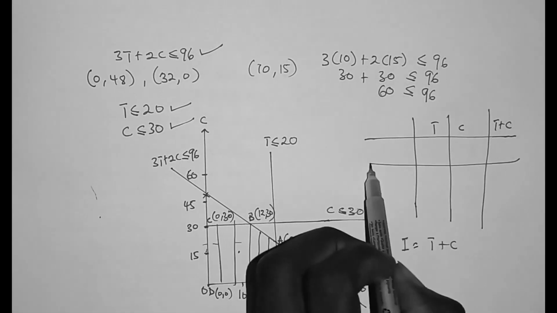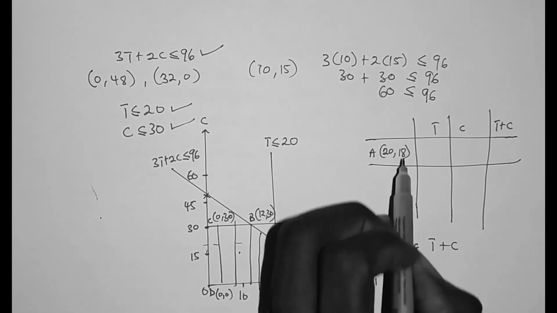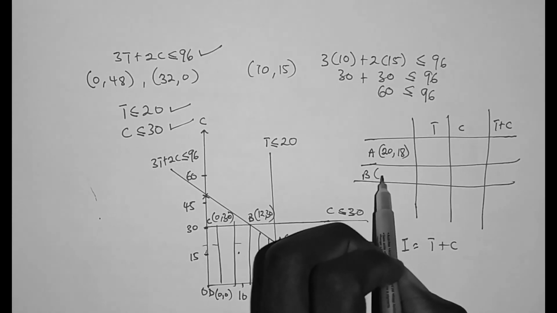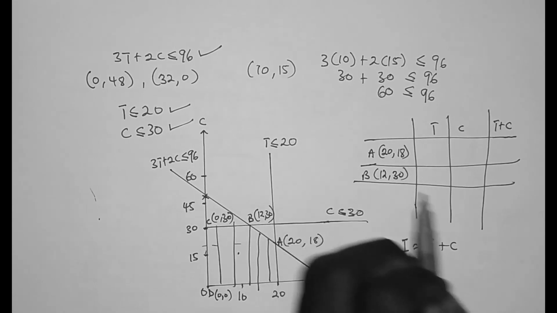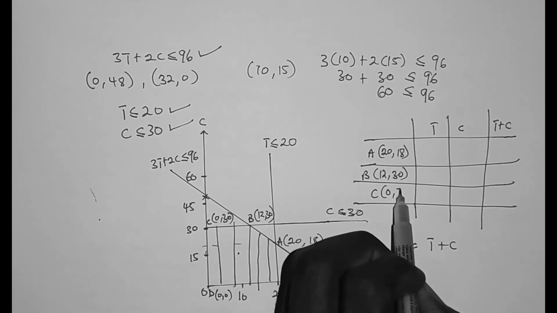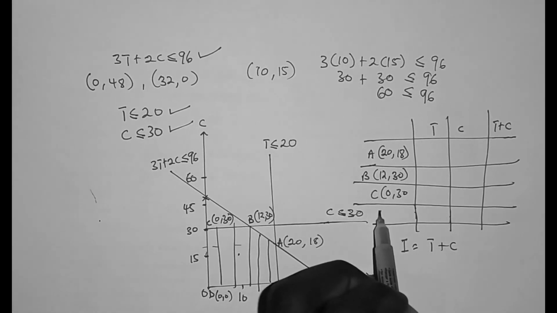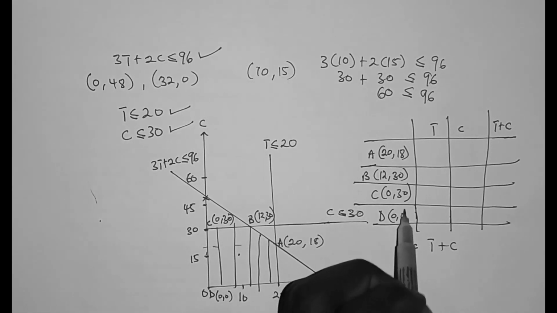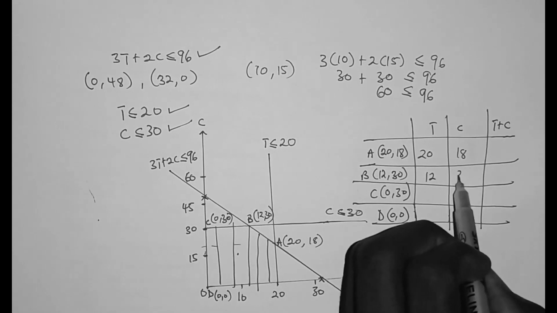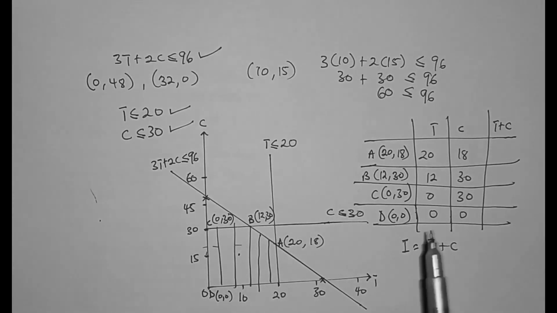So the points are, the first one is A, and A is 20 and then 18. The second coordinate is B, 12 and then 30. The third one is C, which is 0 and 30. And then the last one is D, and D is 0, 0. So we have 20 and 18, 12 and 30, 0 and 30, and 0, 0. So let's find T plus C.